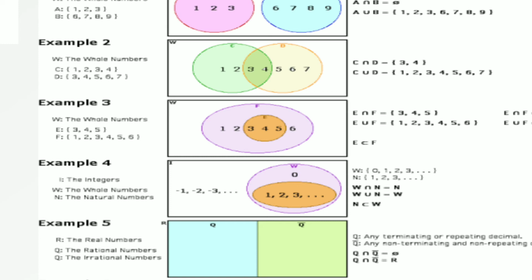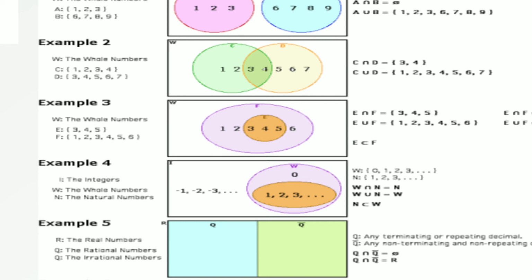Here E intersection F is equal to E. Why? Because the common terms present in E and F are also present in E. So we can consider E intersection F is equal to E because both the terms are related to each other.